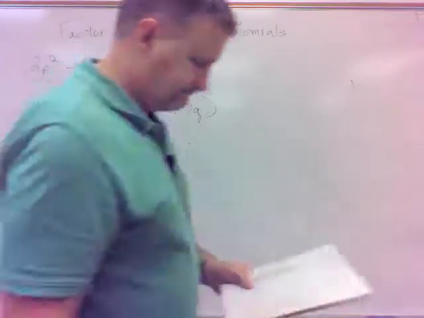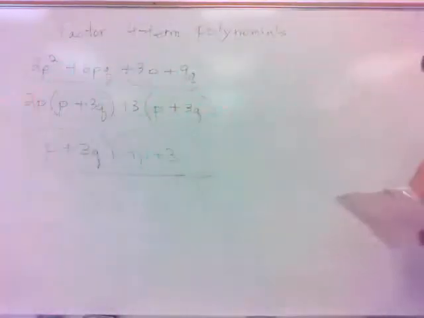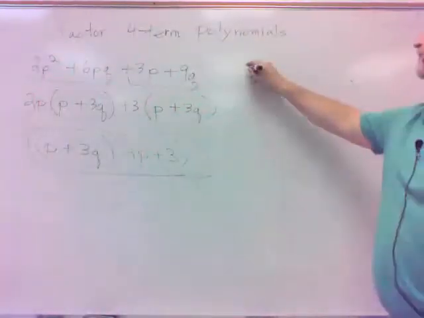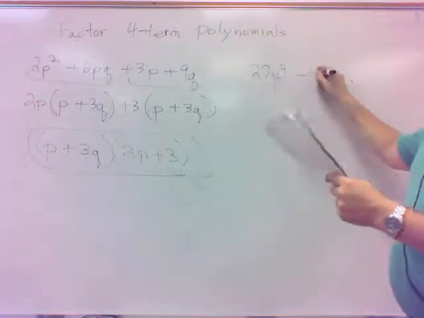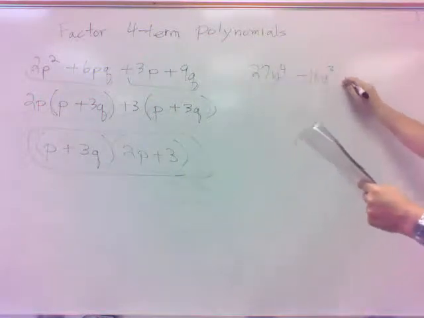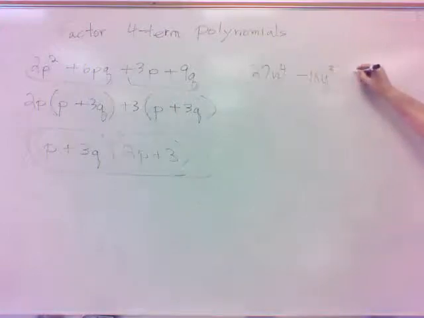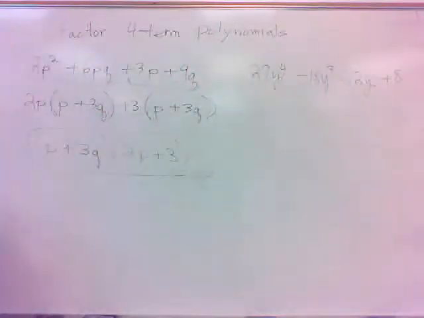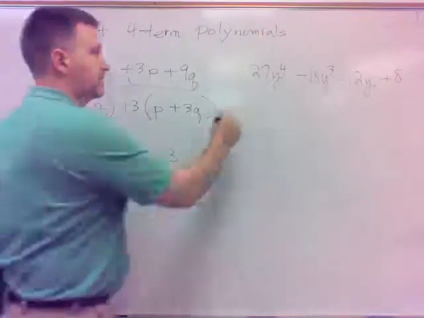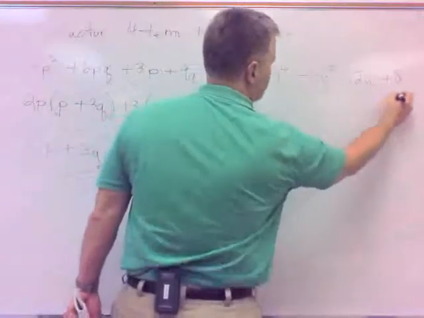Let's try this one. 27y to the 4th minus 18y cubed minus 12y plus 8. 27y to the 4th minus 18y cubed minus 12y plus 8. All right, well, same story. We've got 2 here, 2 here.